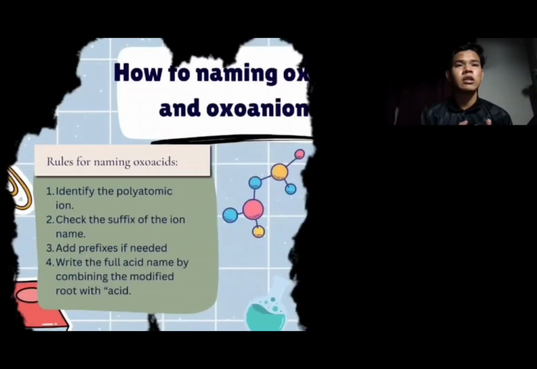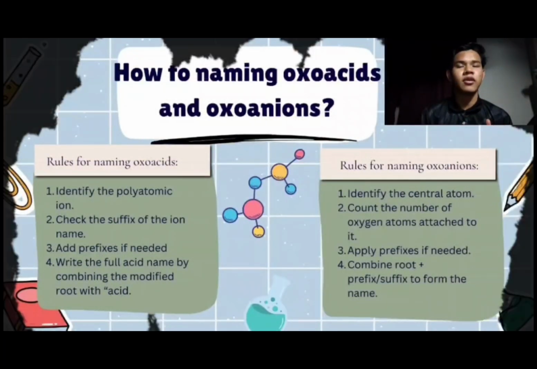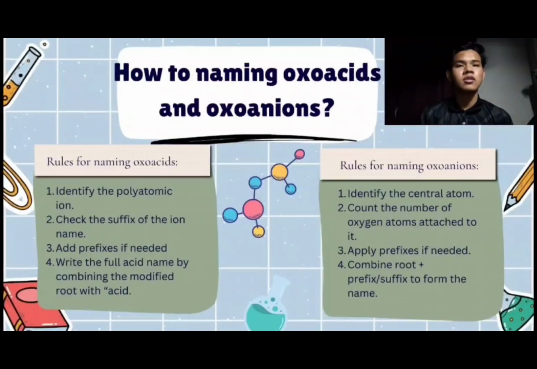So right now, how to name an oxyacid and an oxyanion. Rules for naming oxyacids. First, we need to identify the polyatomic ion. Second, check the suffix of the ion name. Third, add a prefix if needed. And fourth, write the full acid name by combining the modified root with acid. So, rules for naming oxyanions. First, we need to identify the central atom. Second, we need to count the number of oxygen atoms attached to it. Third, apply the prefix if needed. Fourth, combine root, prefix, and suffix to form the name.